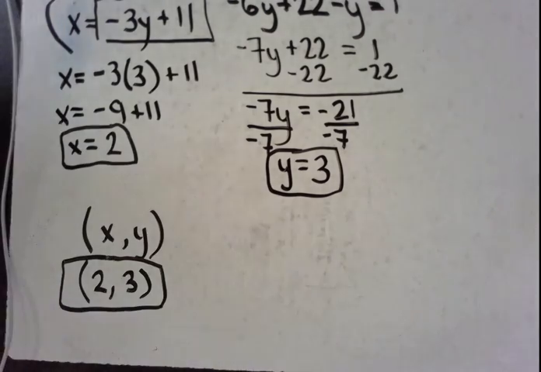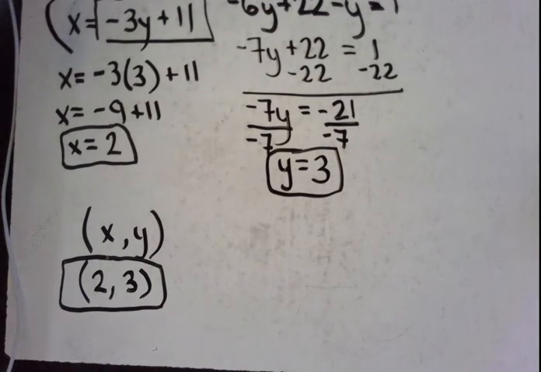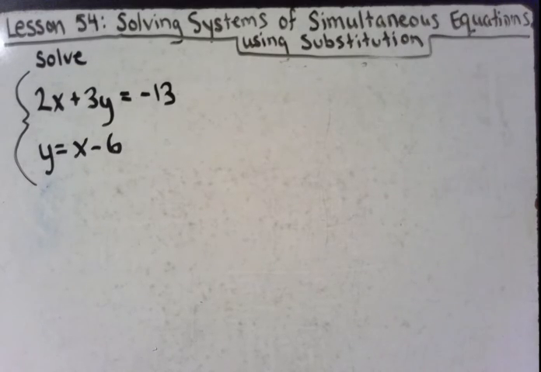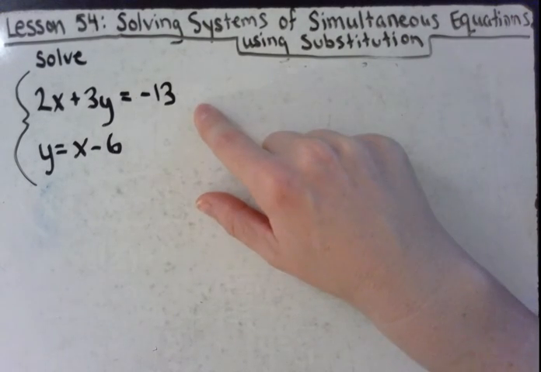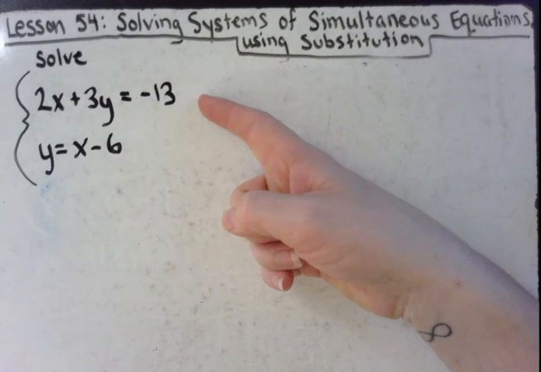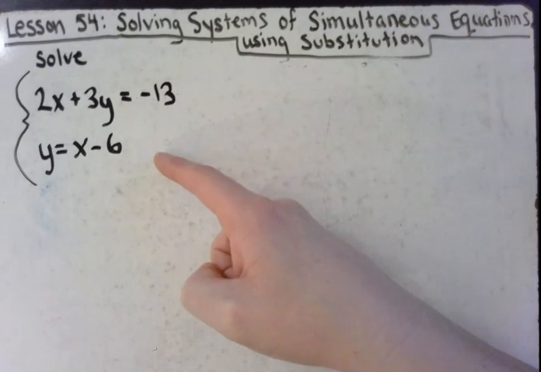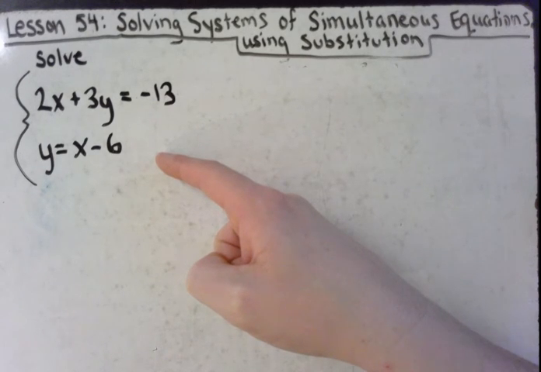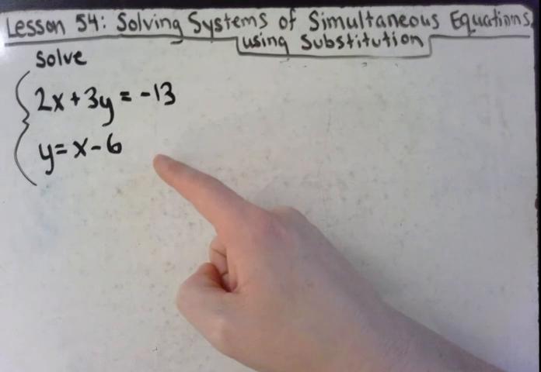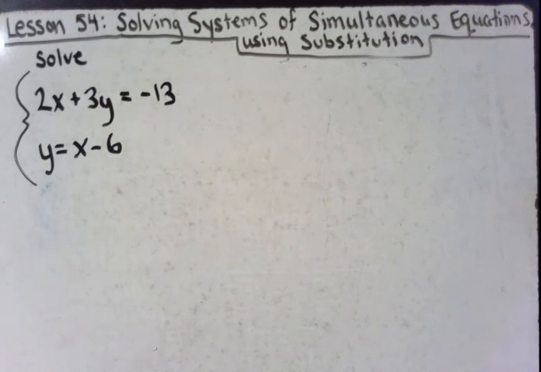All right. Now we're going to need to try some more examples. You're going to do these ones on your own. So the first example we're going to try is solve this system of equations. 2x plus 3y equals negative 13 and y equals x minus 6. So go ahead and pause the video, write these down, and use substitution to solve for x and y.